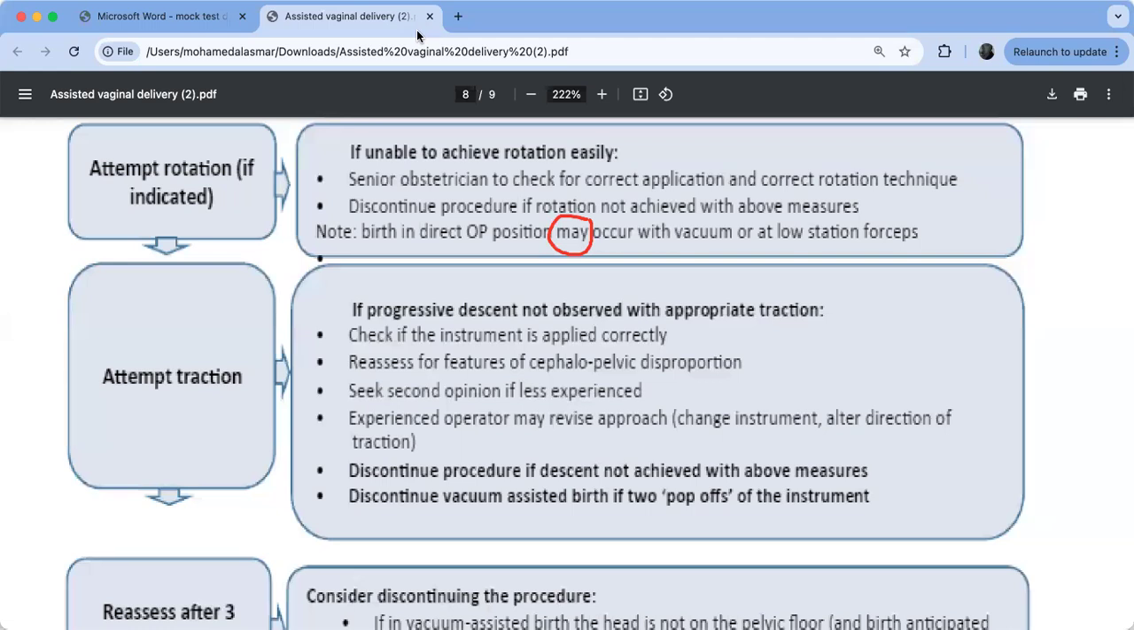With vacuum. So again, is this a rule or is this the exception? This is the exception, okay? What is the level of recommendation of "may"? May is weak, right? It's a weak recommendation, not a strong recommendation.